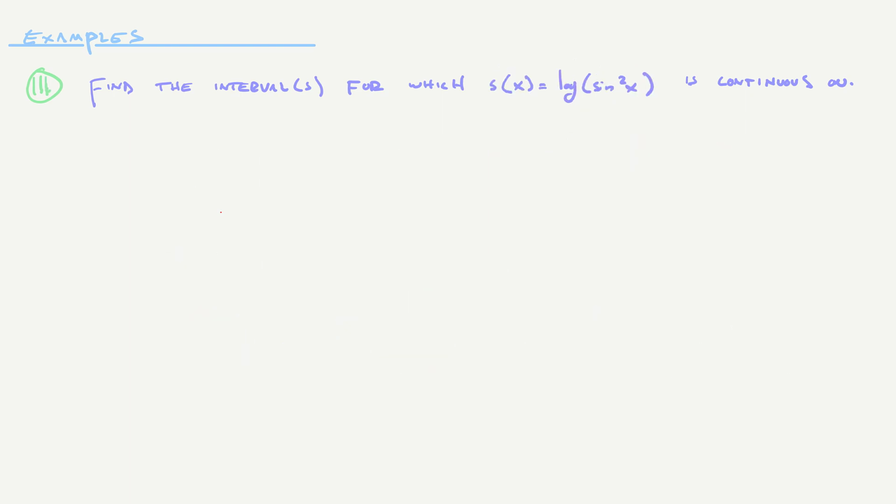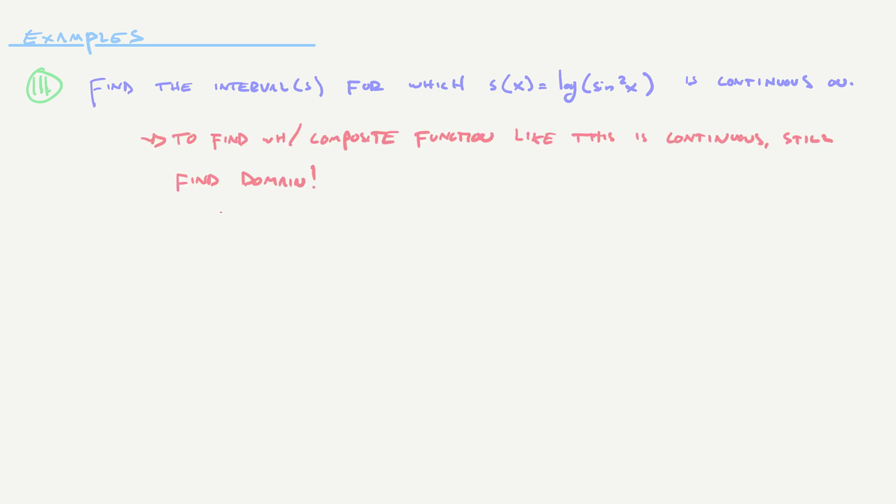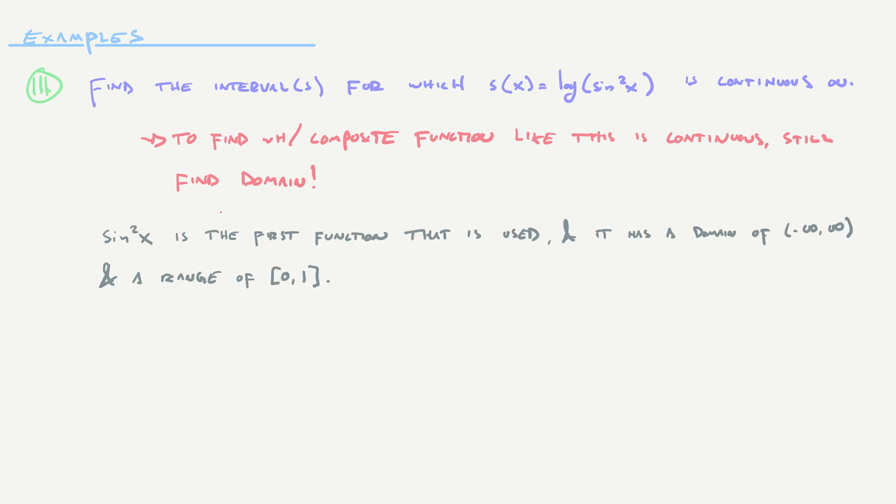All right, now let's do a composition function. These are a little bit more interesting. But again, if you want to find where a function is continuous, just find its domain. So we just need to find the domain of this thing. Sine squared of x is the very first function that's used. I always like to say x begins its journey with sine squared of x.